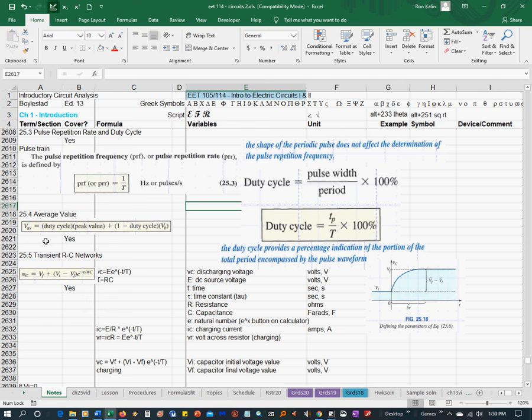Average value is the duty cycle times the peak value plus the quantity 1 minus the duty cycle times the base voltage. All right, that baseline voltage that we talked about.